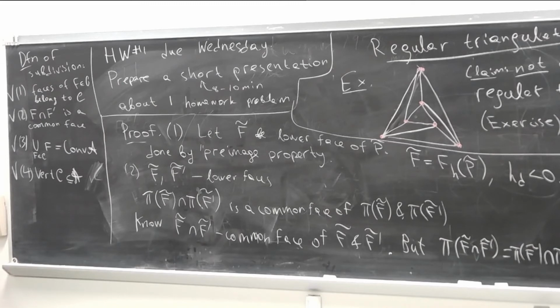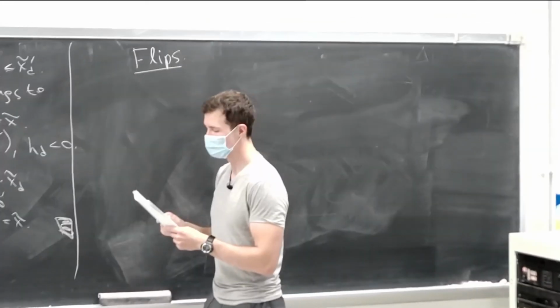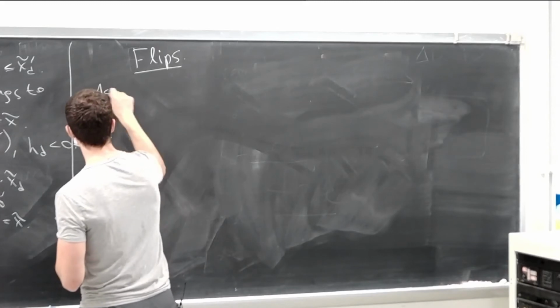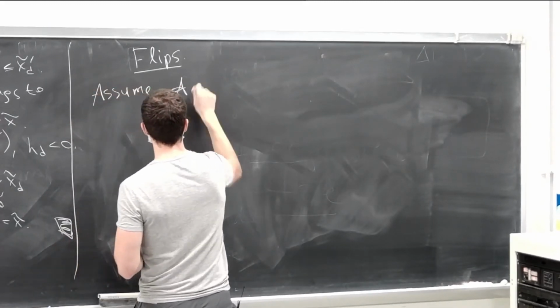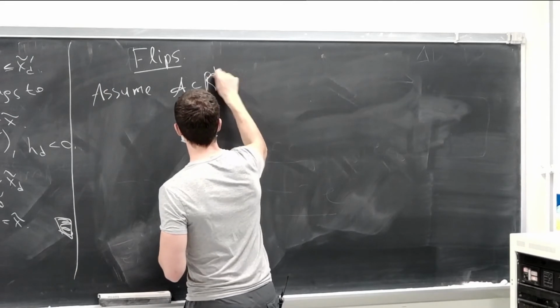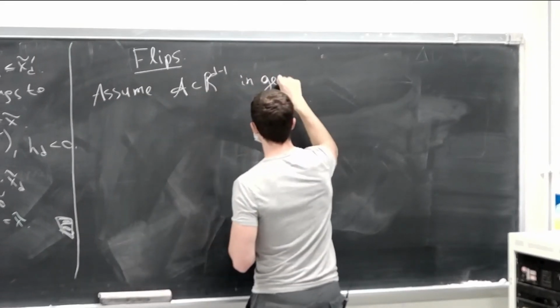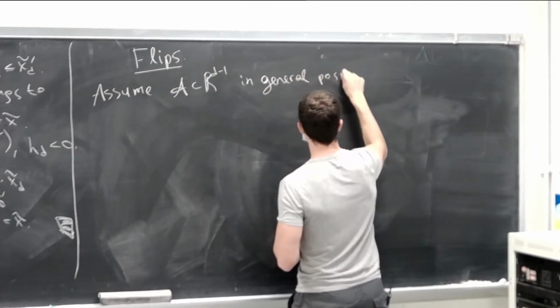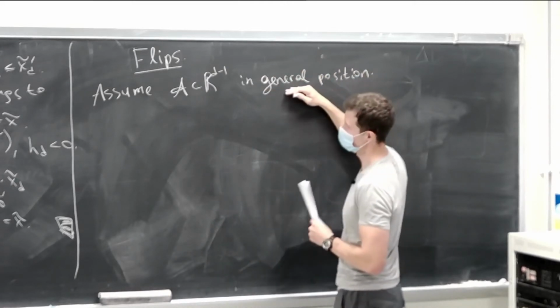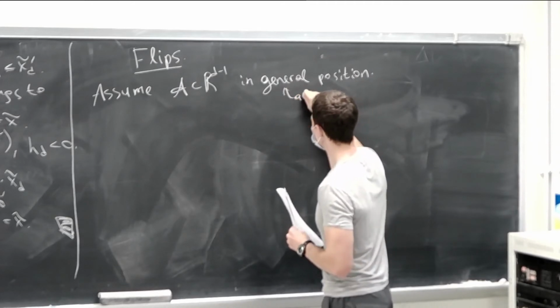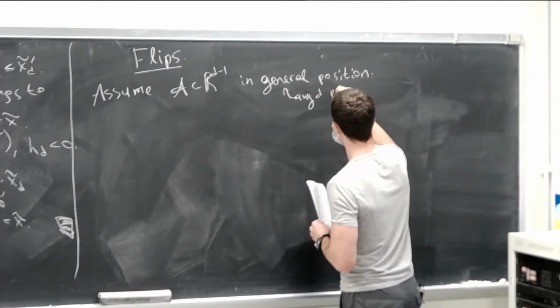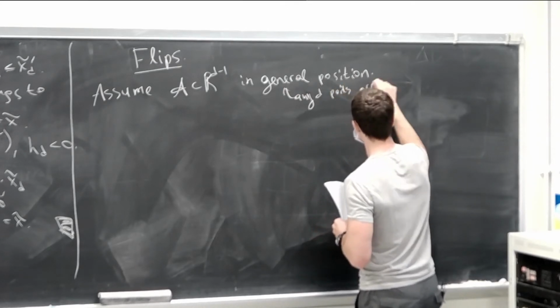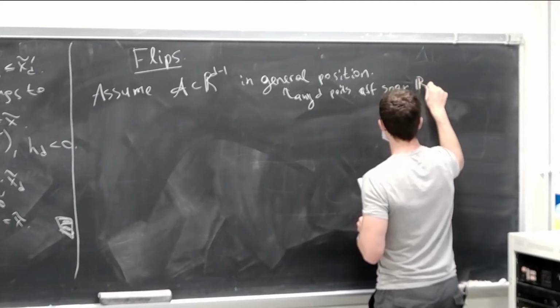No questions? All right. So now I want to discuss flips, which I think is a very interesting subject. I like it a lot. So what is a flip? Let's assume, for simplicity, that your point configuration A in R^(d-1) is in general position, which means that any d points affinely span the whole R^d.